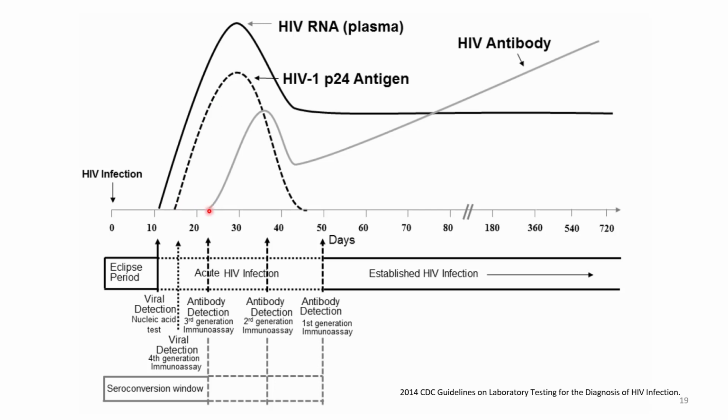This typically takes more than 25 to 30 days. Now, in the old days, we had assays for antibodies, so we typically had to wait at least 3 to 6 months to test patients. Nowadays, because we have these fourth generation immunoassays, we can test pretty early, within 3 weeks of exposure. Whereas you can see some of those older first generation assays, you typically had to wait about 3 months.